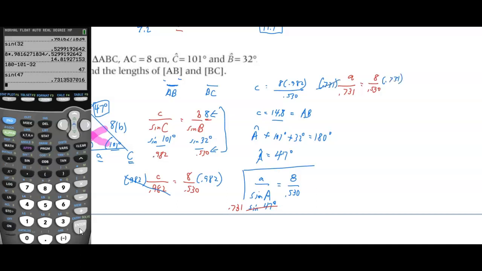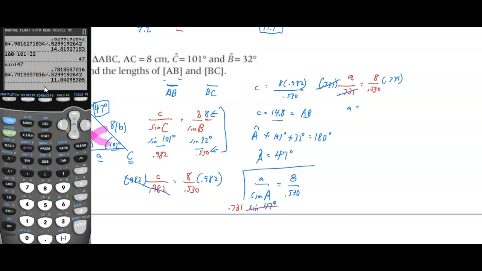And these two cancel each other out. And then I'm left with a equals, and I just have these three multiplied together or divided. So I have 8 times 0.731, which is right here. I just copy and paste it. It's always good to copy and paste it because then you just round at the very end. And then divide by 0.530. 0.530 is right up here. Just copy and paste that.